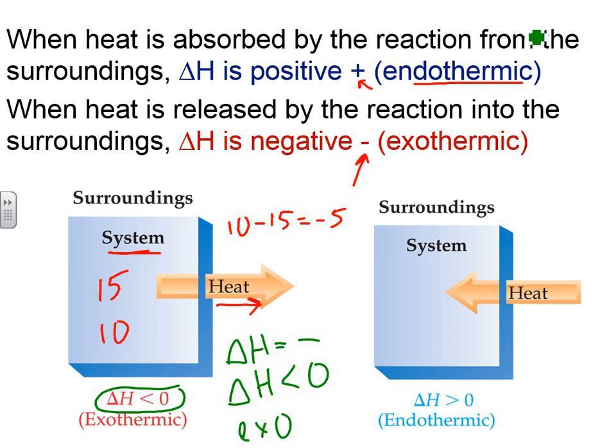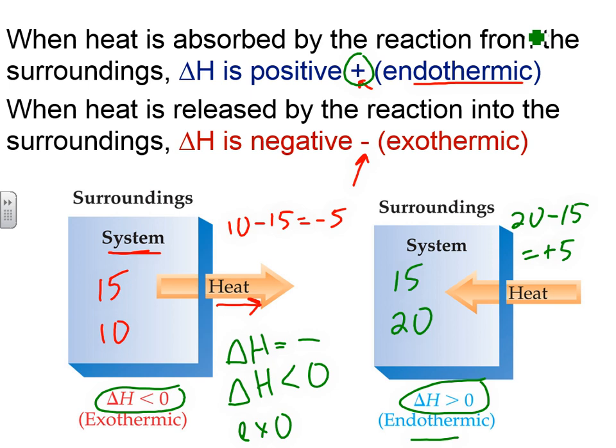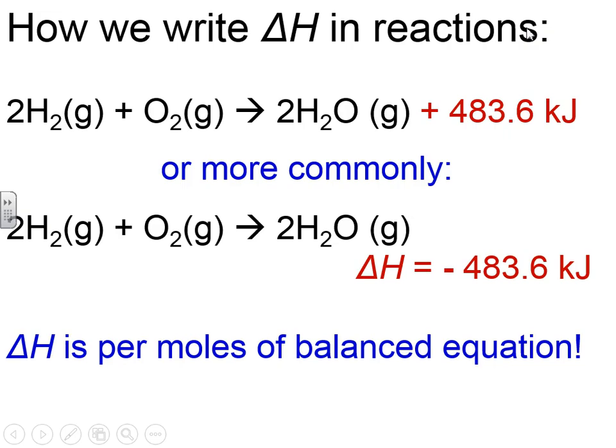The opposite is true for an endothermic process. You can do the same calculation. If you began with 15 and ended up with 20, then final minus initial is 20 minus 15, which gives positive 5 kilojoules. So you can say that delta H is greater than 0, delta H is positive, or it is endothermic. All those refer to the fact that the system absorbs energy. Most of the time the system by itself will release energy, but there are reactions where it does absorb energy.